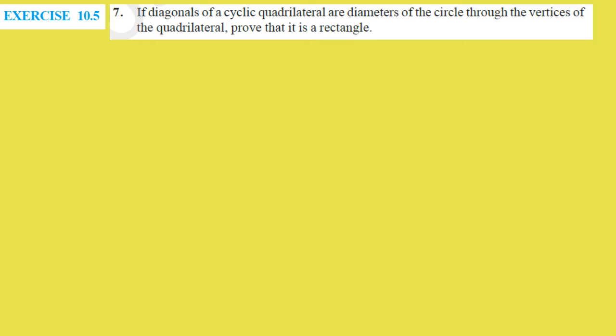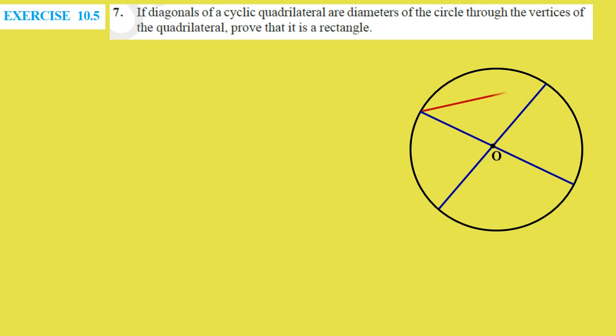Now let us move on to question number 7. If the diagonals of a cyclic quadrilateral are diameters of the circle through the vertices of the quadrilateral, prove that it is a rectangle. Okay, so a circle, and the diagonals of this quadrilateral pass through the center. What we have to prove? It is a rectangle. It's very, very simple. So let us see how to prove it.